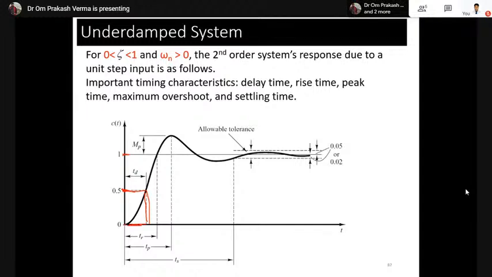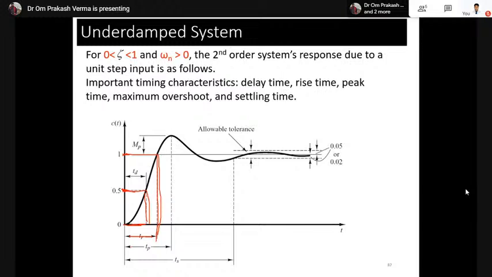is the delay time. Sorry, this one is the delay time. Now the rise time is nothing but, when you achieve 100%, the time taken for achieving that 100% is the rise time. Not the peak time.